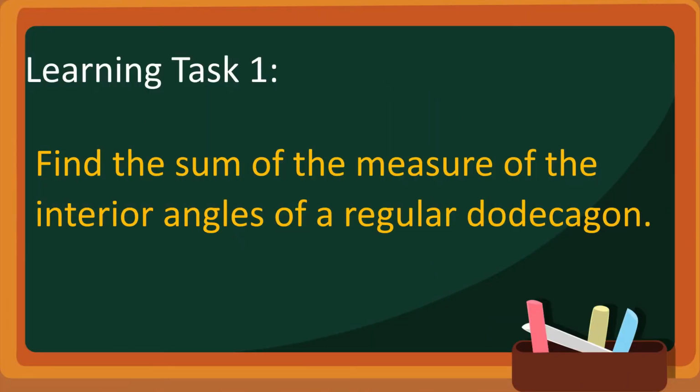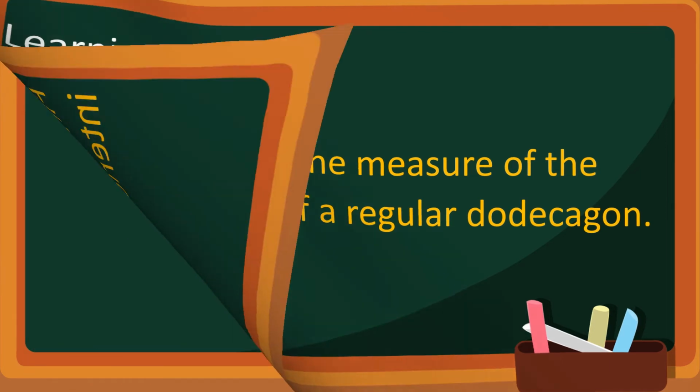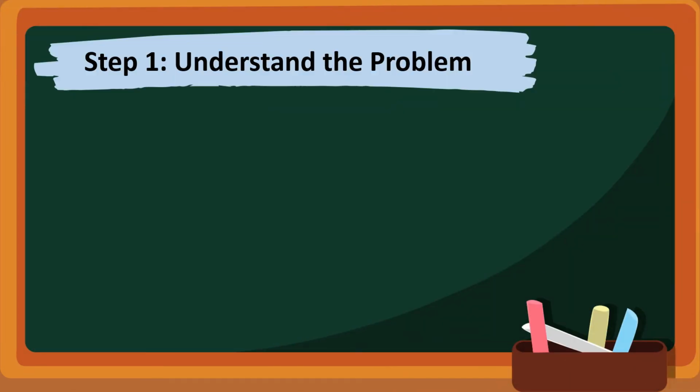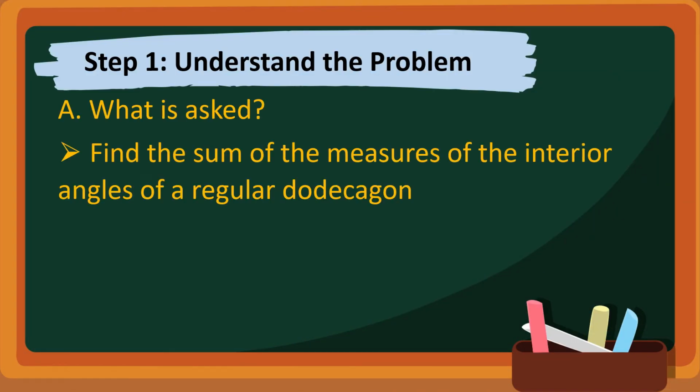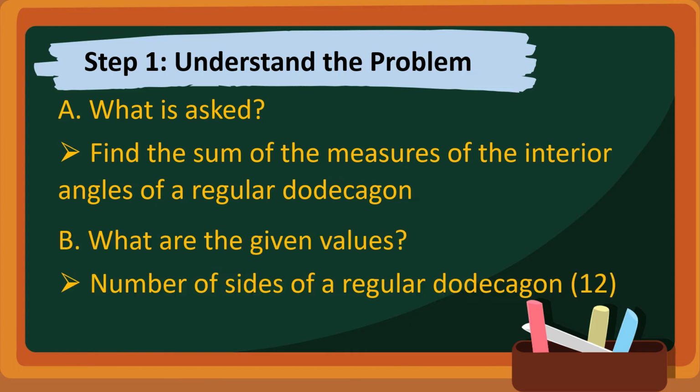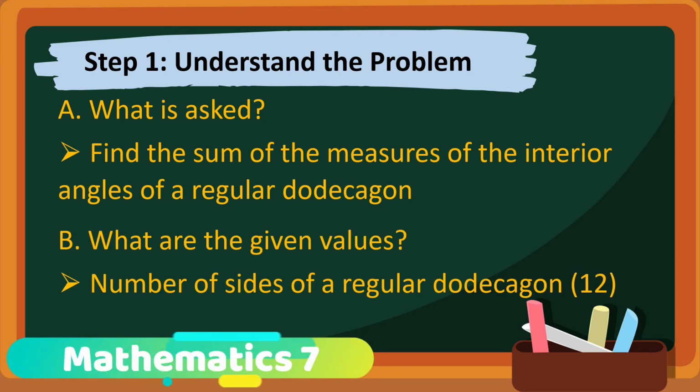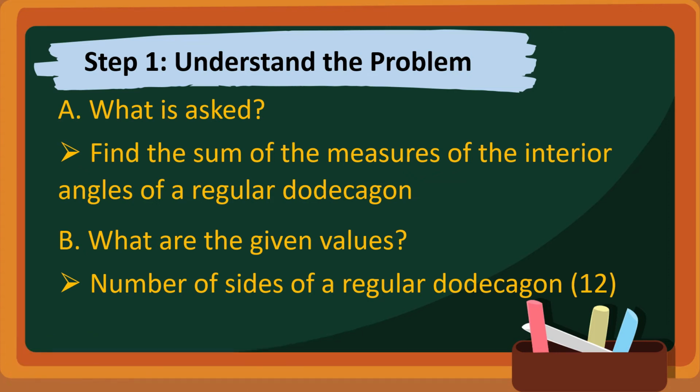Learning Task 1. Find the sum of the measure of the interior angles of a regular dodecagon. Step 1. Understand the problem. What is asked? Find the sum of the measures of the interior angles of a regular dodecagon. What are the given values? The given value is the number of sides of a regular dodecagon, which is equal to 12.